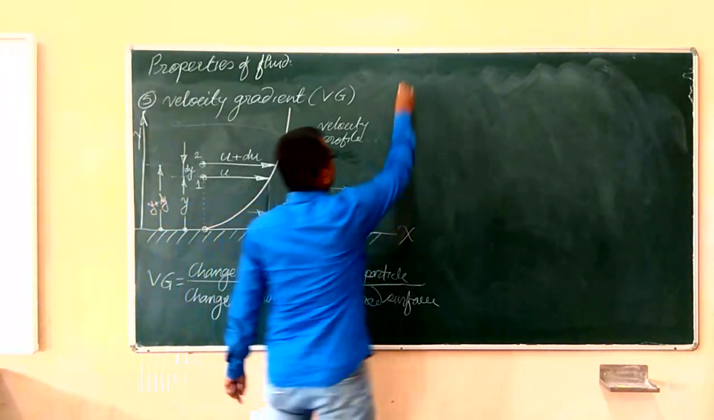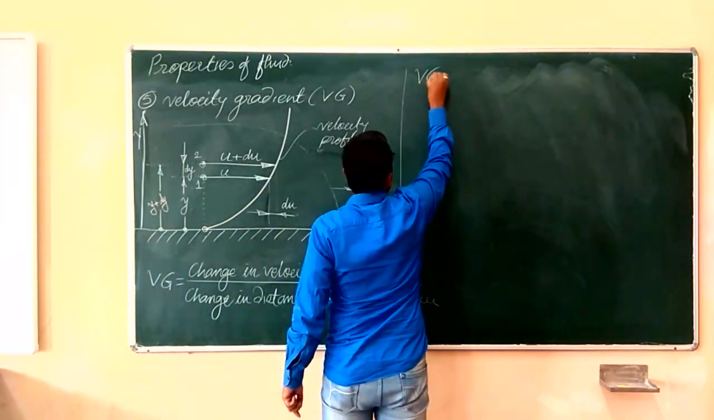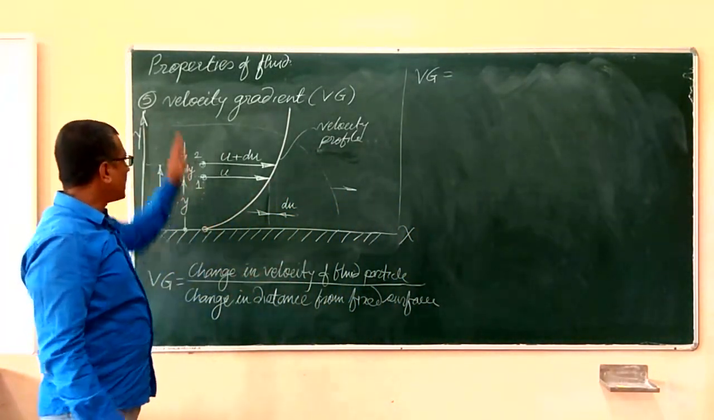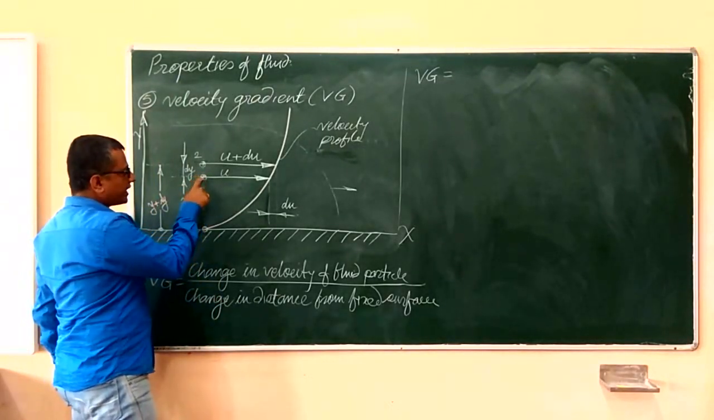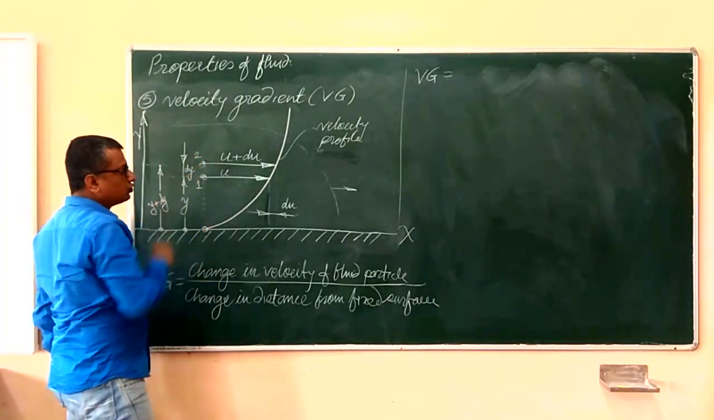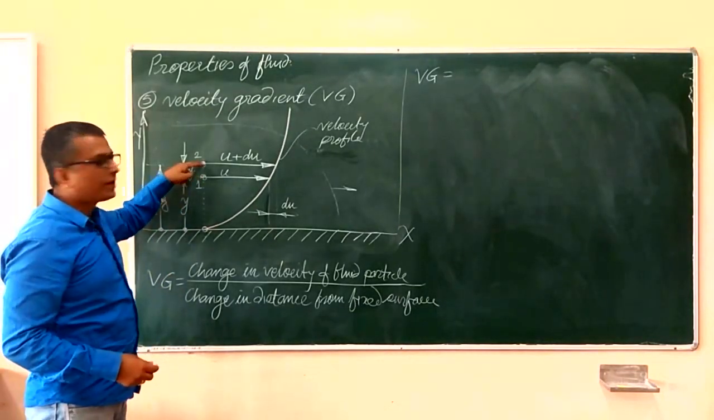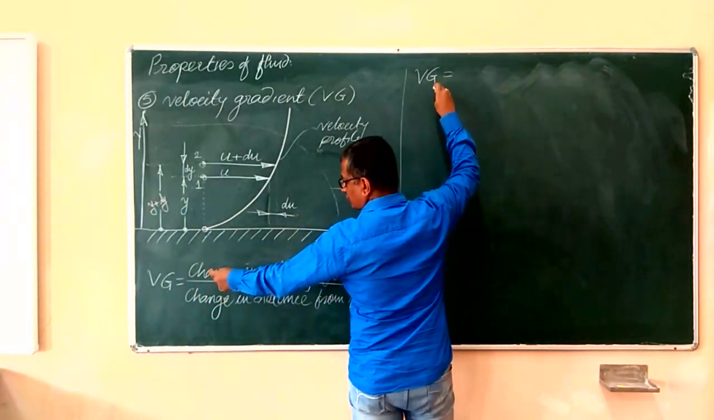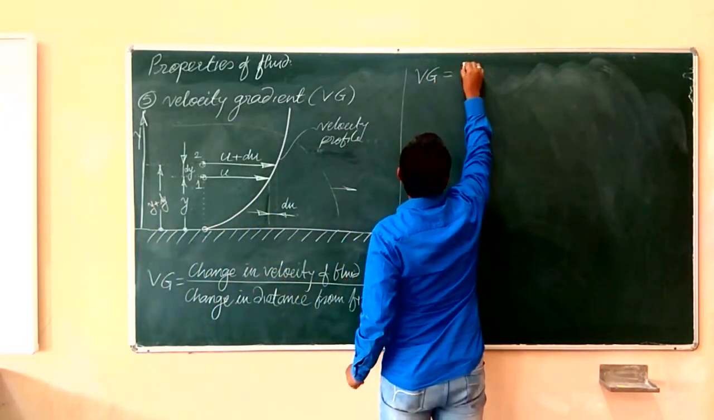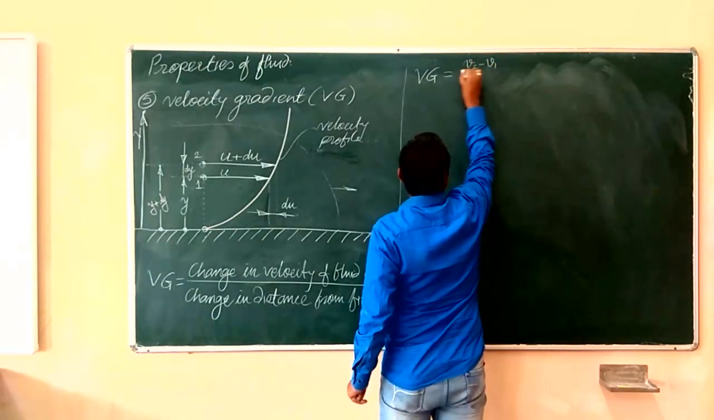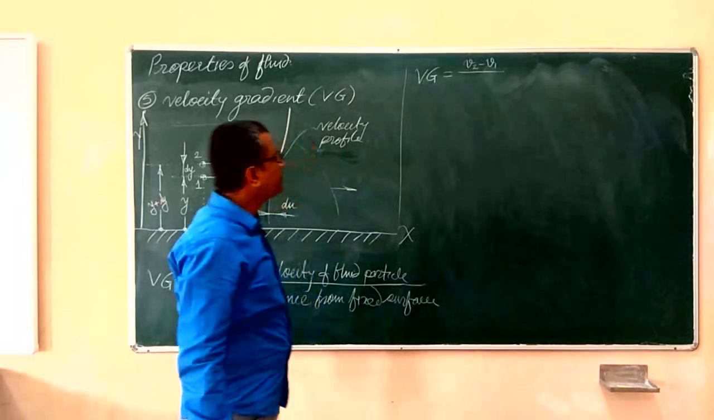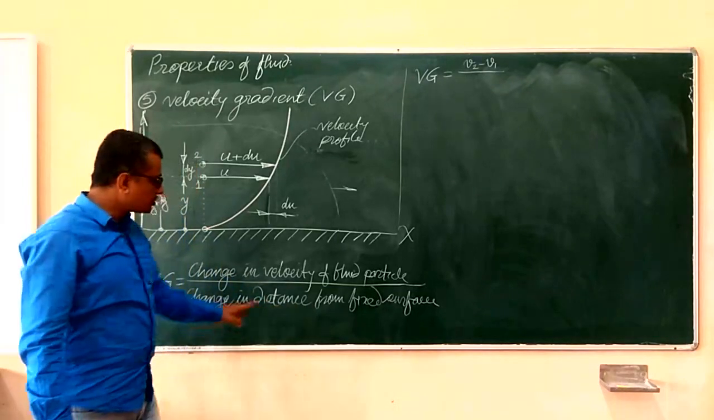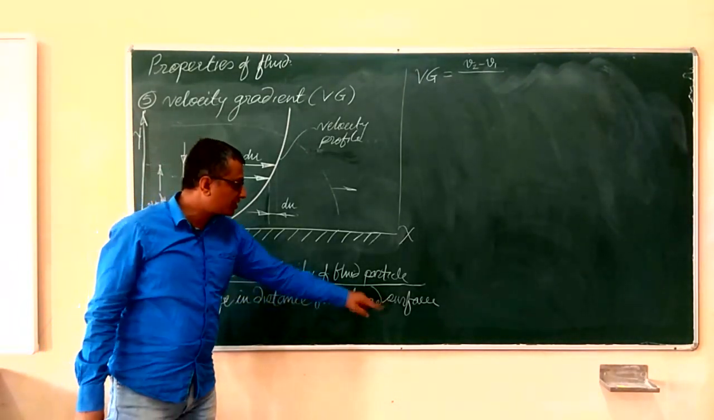So let me elaborate this. Velocity gradient is equal to the change in velocity of the fluid particle while you are going in the y direction. If I take this one as the first particle and the second particle is represented by 2, the change in velocity will obviously be v2 minus v1, the velocity of the second particle minus the velocity of the first particle. So I would like to write down velocity gradient as equal to the change in velocity of the fluid particles, that will be v2 minus v1, divided by the change in the distance of these fluid particles from the fixed surface.